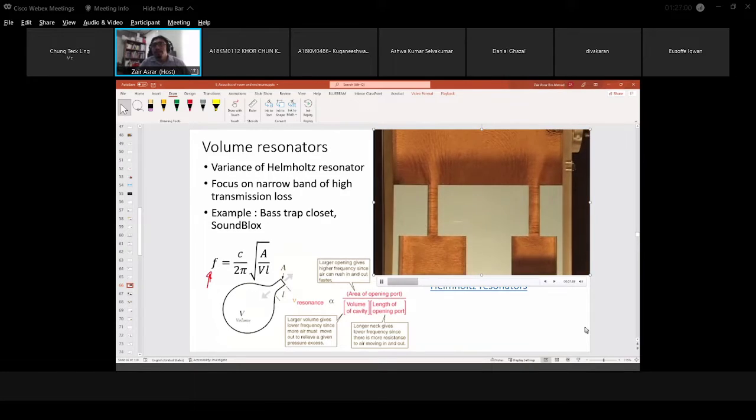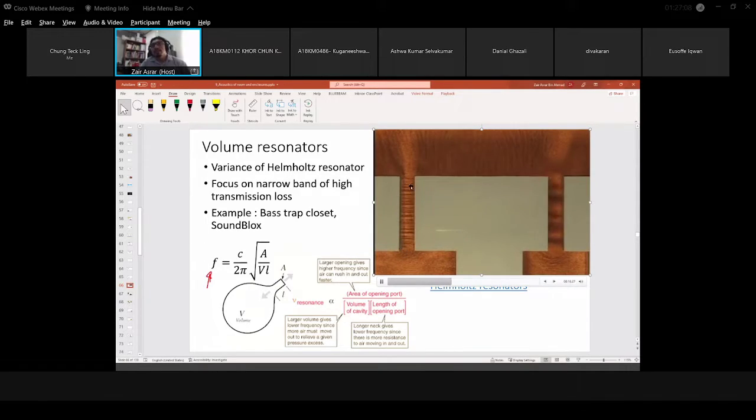Now we have sound being played. So you can see at certain frequencies, this resonator starts to work.